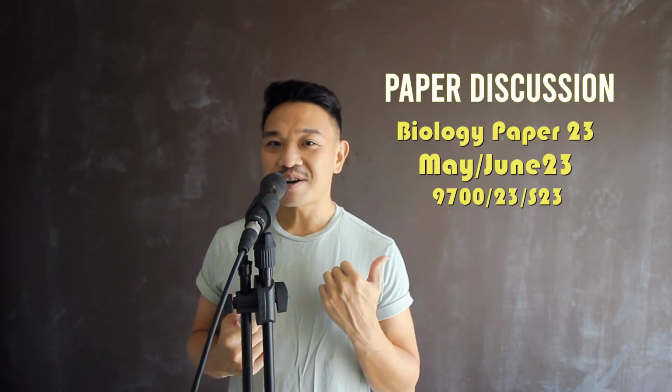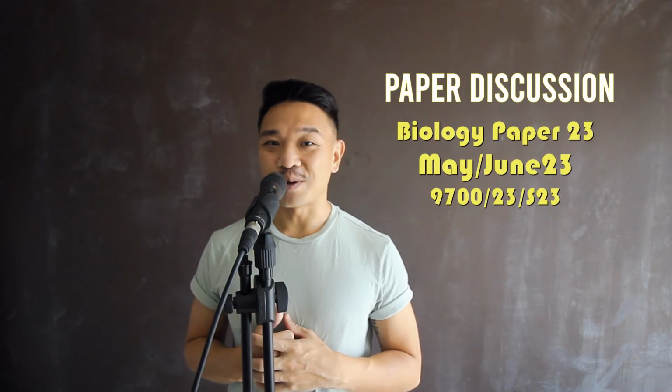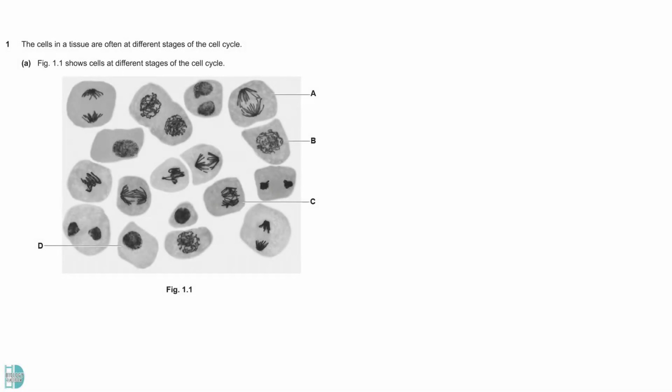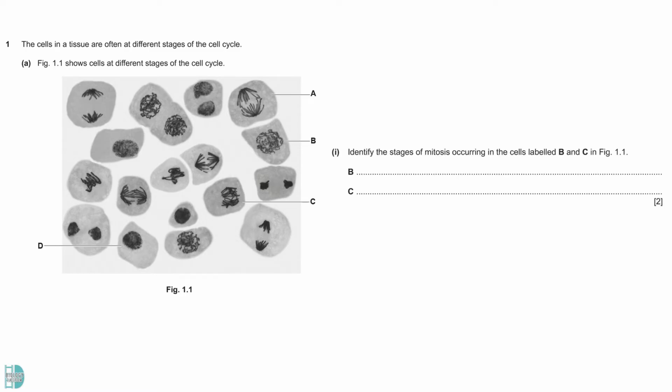This is a paper discussion video, so get ready with this paper and let's go through the questions and answers together. In question 1, we have a photomicrograph showing a few cells at different stages of cell cycle. 1 asks you to identify the stages of mitosis in B and C.